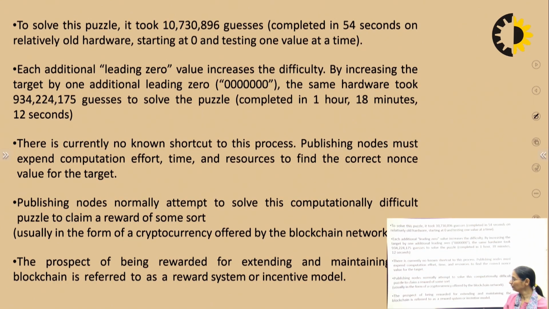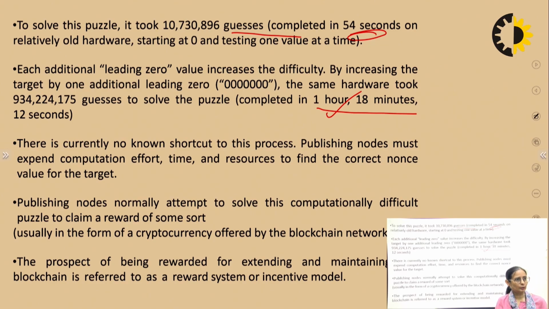Now, to solve that earlier puzzle, it took about this many guesses, and it took around 54 seconds on relatively old hardware. Each additional leading 0 increases the difficulty by increasing the target by 1. That is, instead of 6, if I say 7, with the same example, it takes 1 hour, 18 minutes, 12 seconds. With 6 leading 0s, we get the answer in 54 seconds, and by just increasing a single digit, this is a drastic change in the computation.